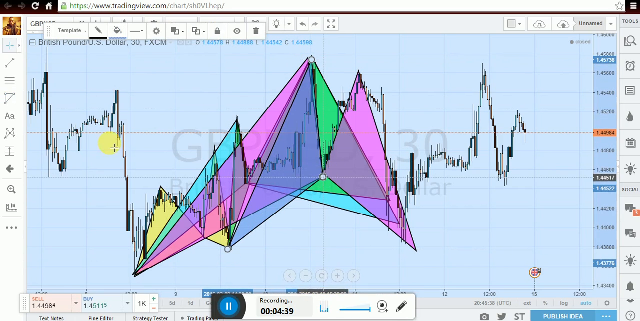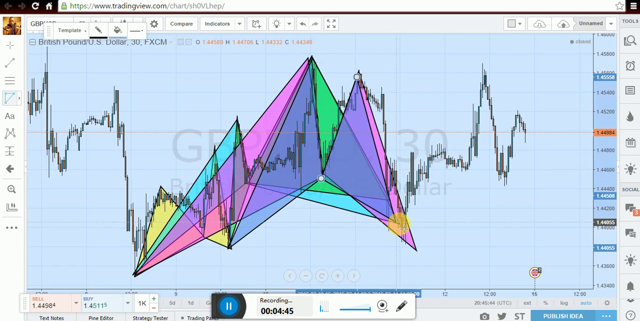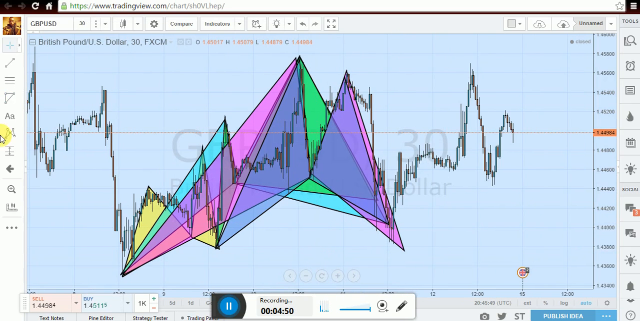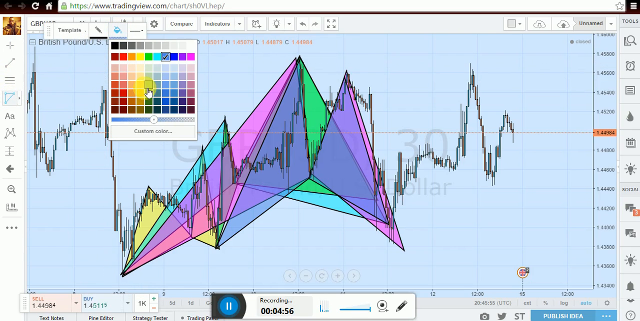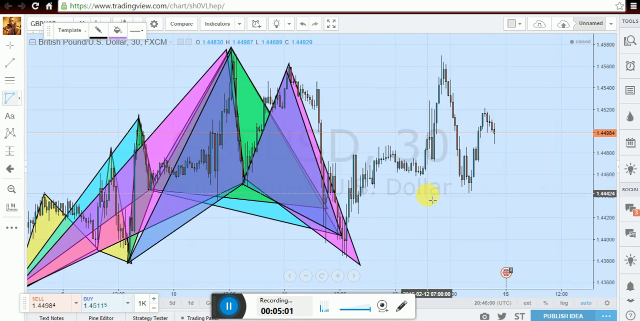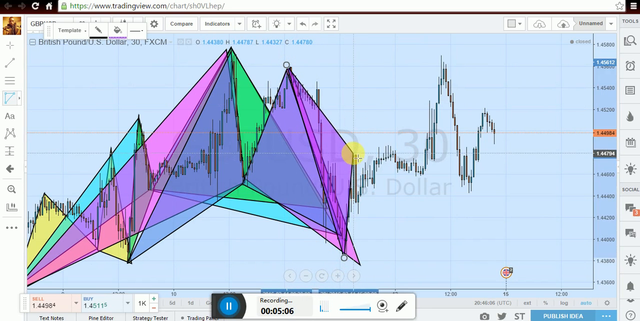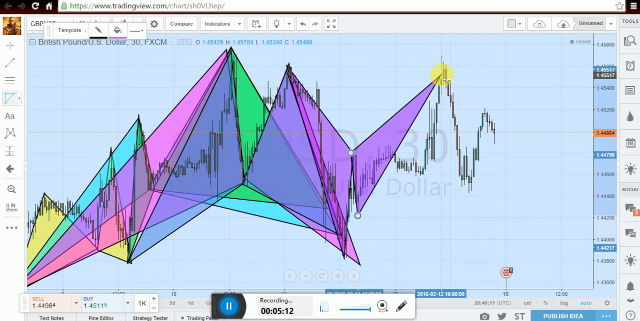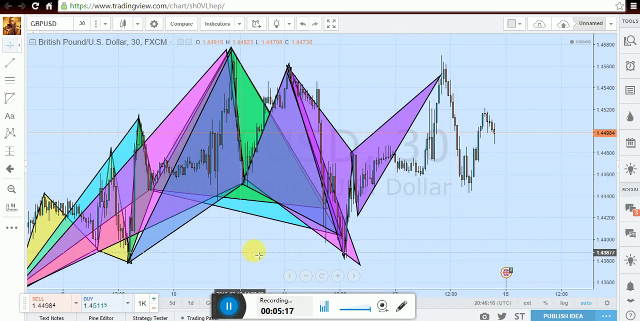I've got a Gartley pattern here. Should end up completing somewhere there. I'm really running out of colors, but next one, let me use that one. So the next pattern on this chart, got a Bat pattern. It's a bearish Bat pattern this time. That makes how many? Six patterns.